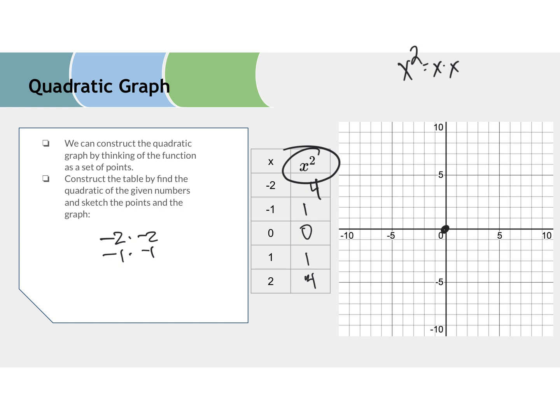If I plot these as x and y coordinate points, (0, 0), (1, 1), (2, 4), (-1, 1), and then (-2, 4), I get this generic shape, which is kind of a U-shaped graph, which is also referred to as a parabola. Now, these have unique properties. The first thing is that their domain is -infinity to +infinity. This will never change.